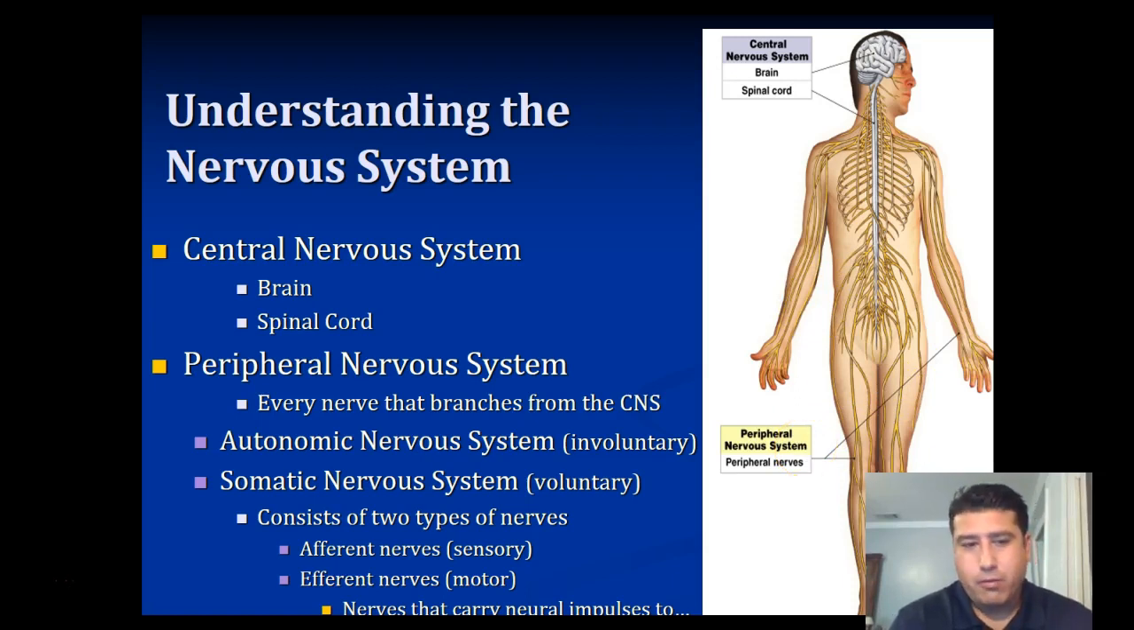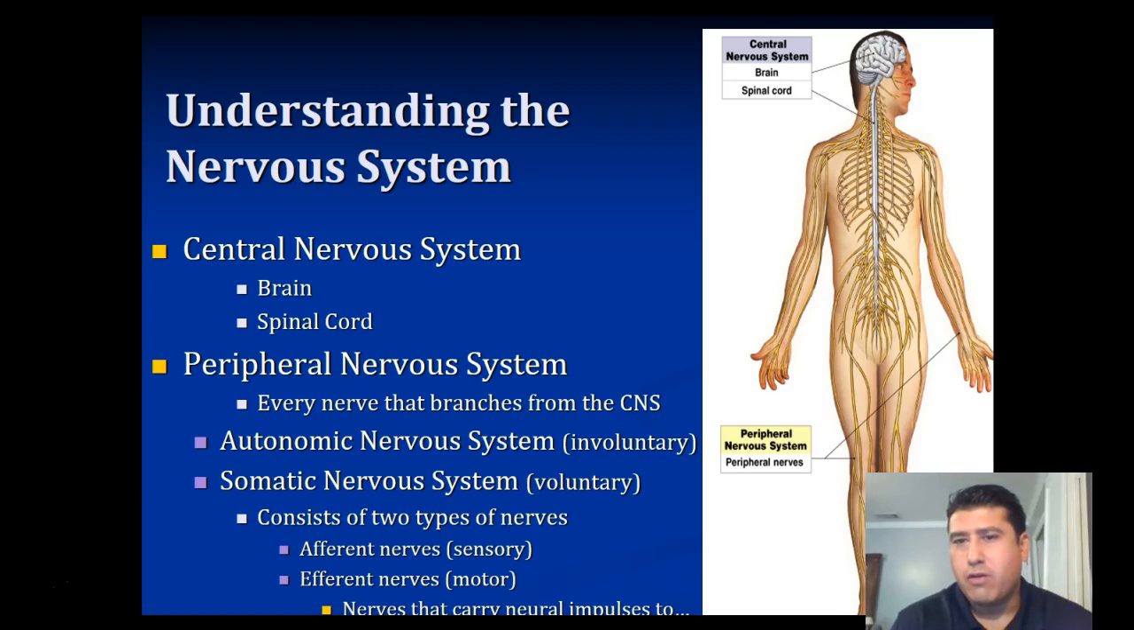All right, the peripheral nervous system is pretty much the nervous system that branches away from the brain and spinal cord. Now, there's a couple of cranial nerves. I believe there's 12 pairs of cranial nerves that are responsible for movement in the face and the head.